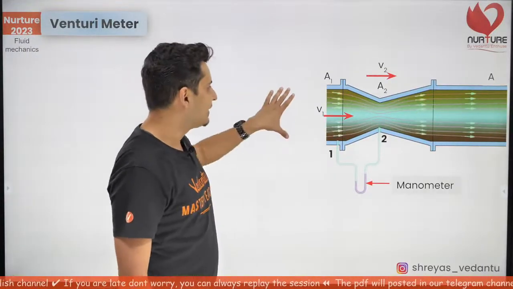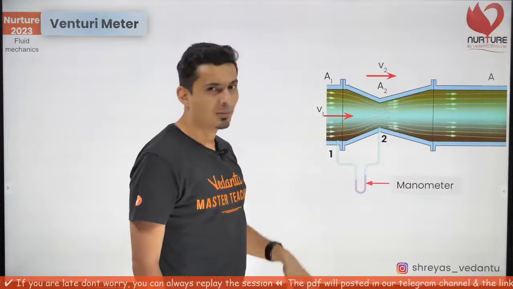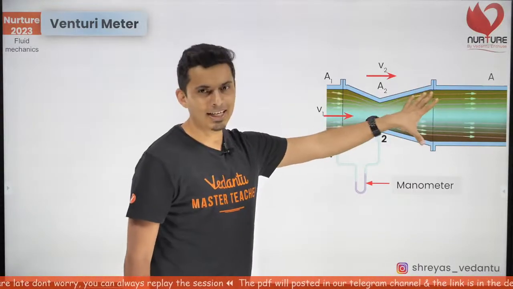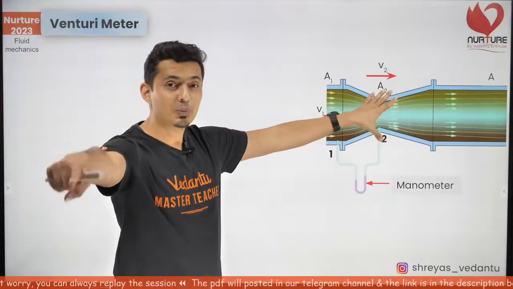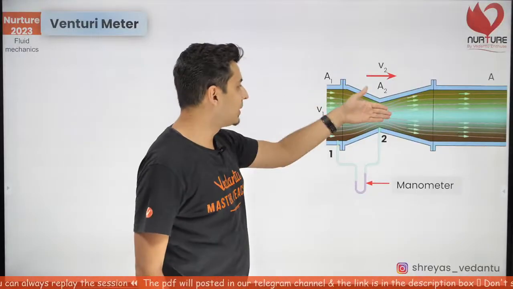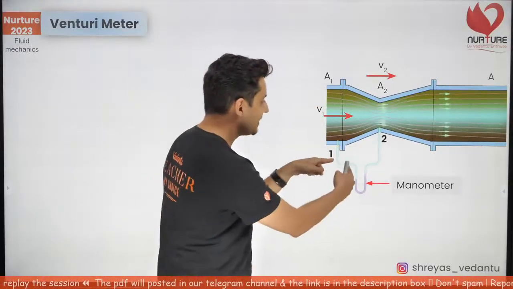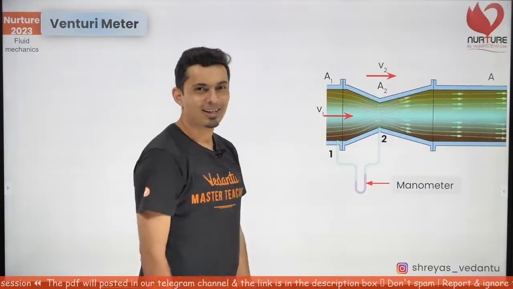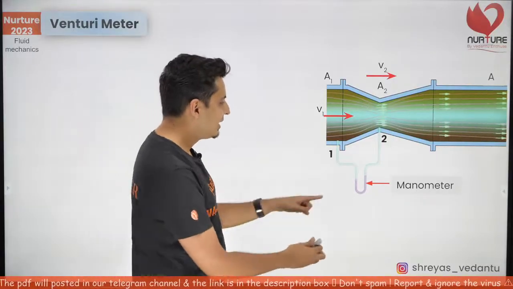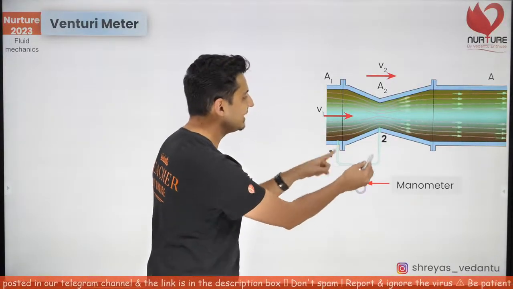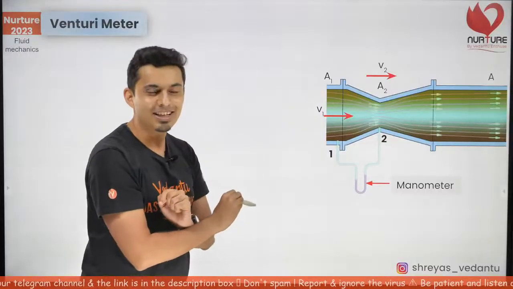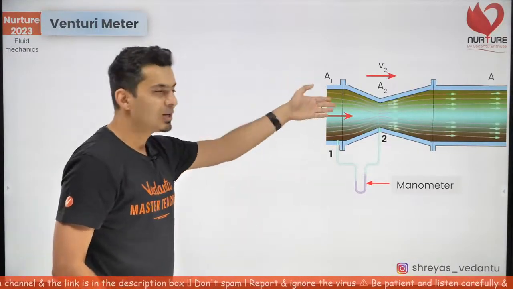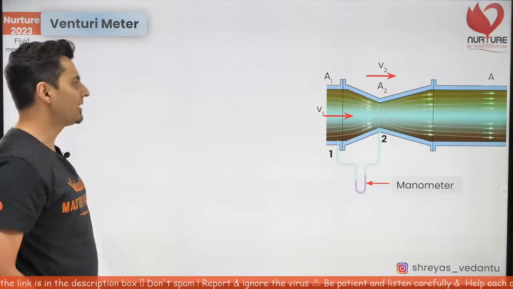Look at this. The liquid is forced into a smaller section and again it comes back. This device is used to measure how much liquid is flowing in it. You can see there is a manometer over here. Look at this beautiful manometer. The manometer is going to show some height difference because there is some pressure difference. So by measuring that pressure difference, you can measure the speed and everything else.